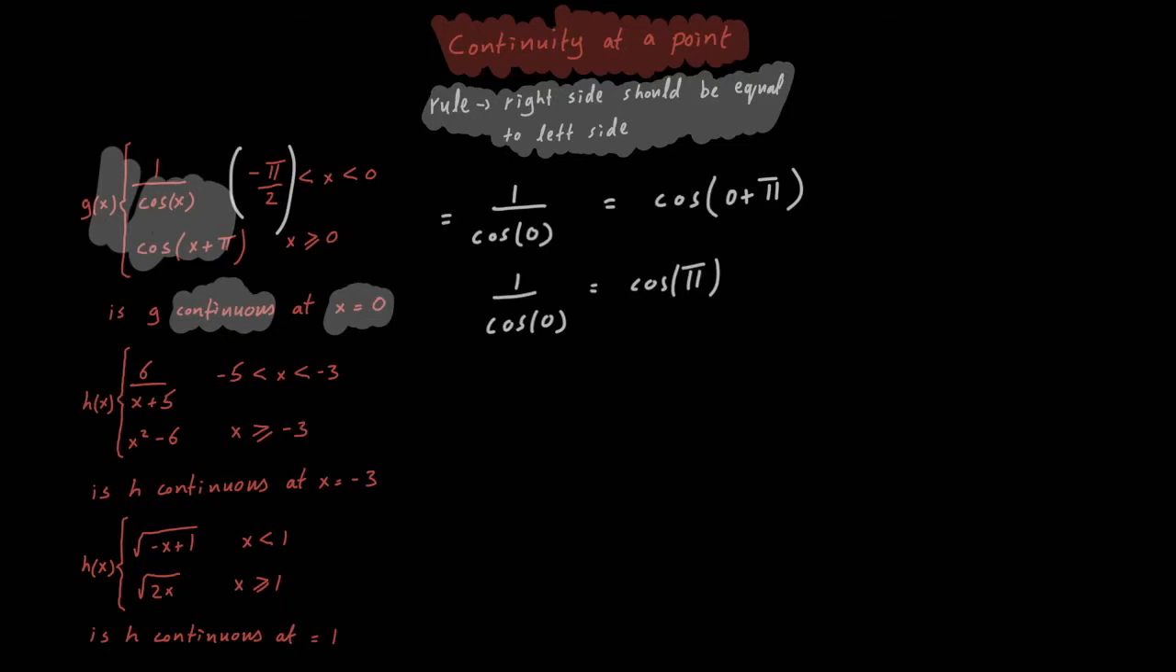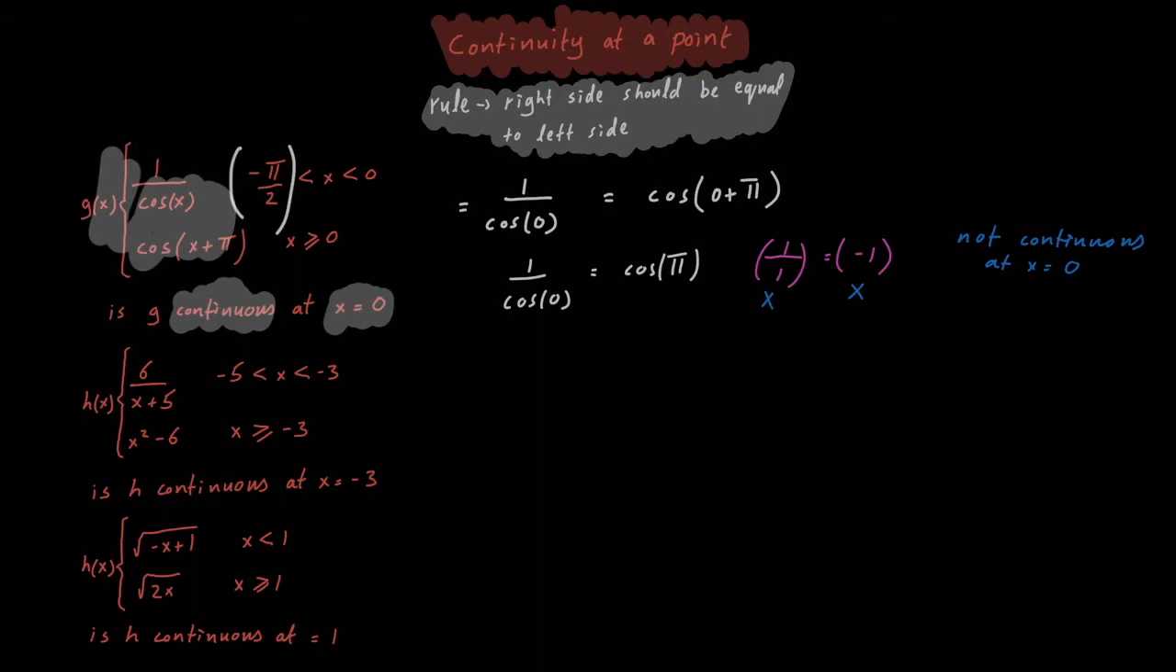By now, I'm guessing that you would have memorized the formula sheet. So we know that cos of 0 is 1 and cos of pi is -1. So our answer is 1 on the left side and -1 on the right side. As these are not equal, 1 is not equal to -1, so it is not continuous. Our answer is simply not continuous at x equal to 0.